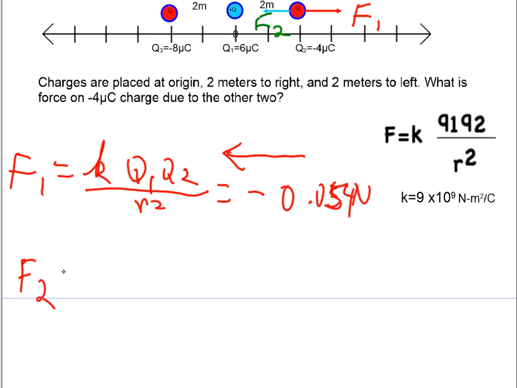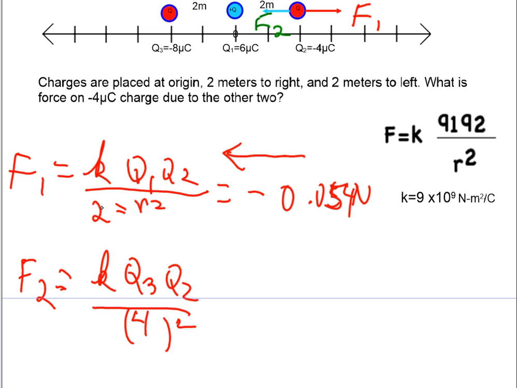F2, using the other two charges, is k Q3 Q2 over 4 squared. The distance between them is 4 squared. Over here it's 2 squared, but over here it's 4 squared because the distance between these two charges right here is 4 meters. And if you do the calculation, you get 0.018.